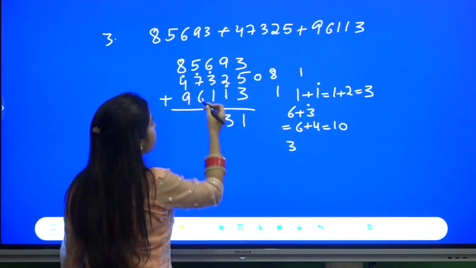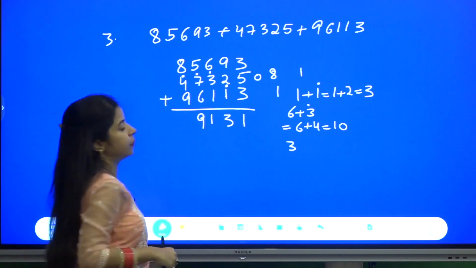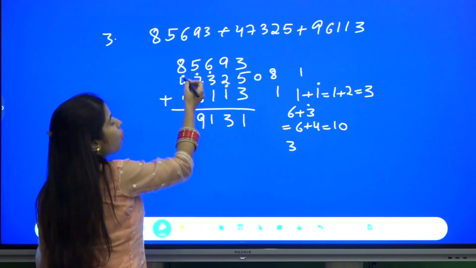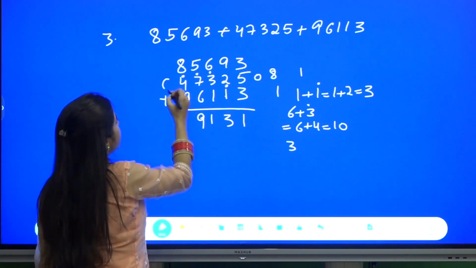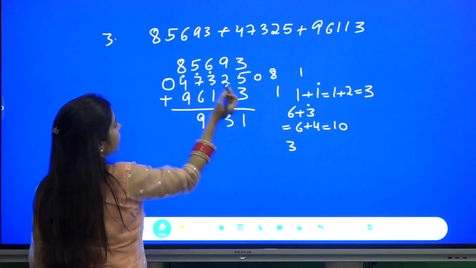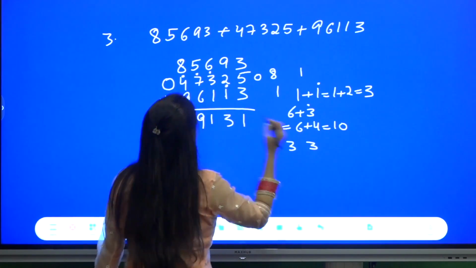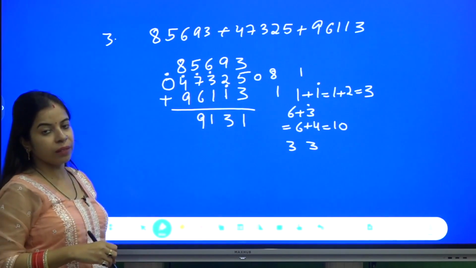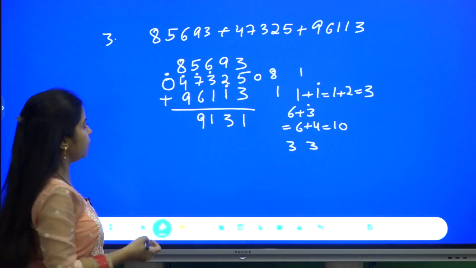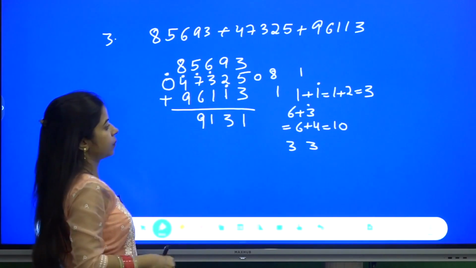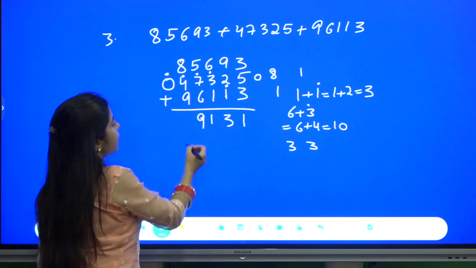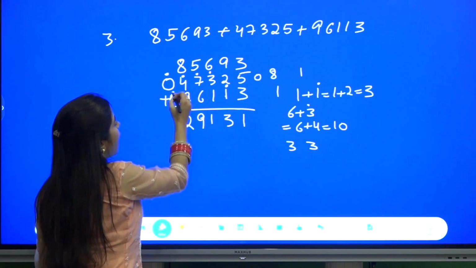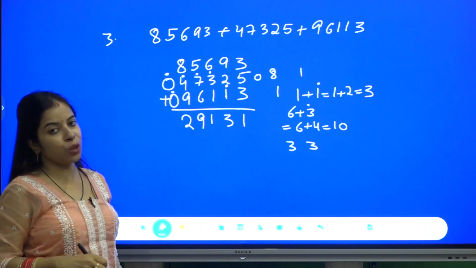Next is 3 plus 6 is 9. In the next column, 8 plus 4 dot, which is 5, is 13. So 3 will be kept here and the dot will be the 1 of the 13 and will be placed above 0. Next is 3 plus 9 is 12. So 2 will be kept here and 1 will be placed above 0.